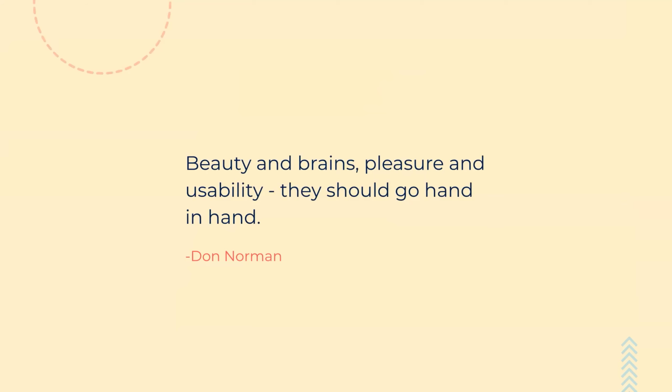So Don Norman is the author of The Design of Everyday Things, and he captured here what design should be. Beauty and brains, pleasure and usability, they should go hand in hand. So from here, you can say that design is not just how something looks, but also how something operates, if it's useful to the users.